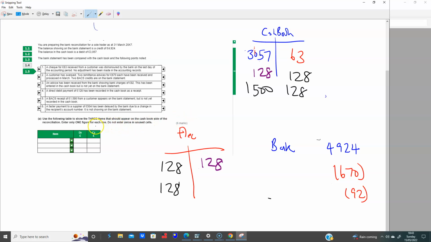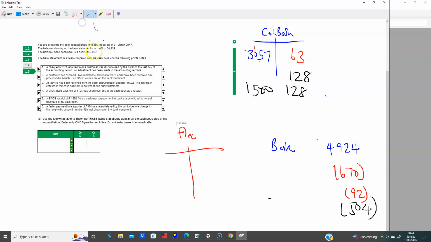And then it says here, a faster payment to a supplier has been delayed by the bank due to a change in the recipient's account number. It's not showing. So we've recorded it quite okay, but it's delayed here. So we now put that here so that it aligns with what we're doing. By the way, first of all, this was just me explaining what's happened. That 128 is actually in there, right? So these are the only transactions that are important.